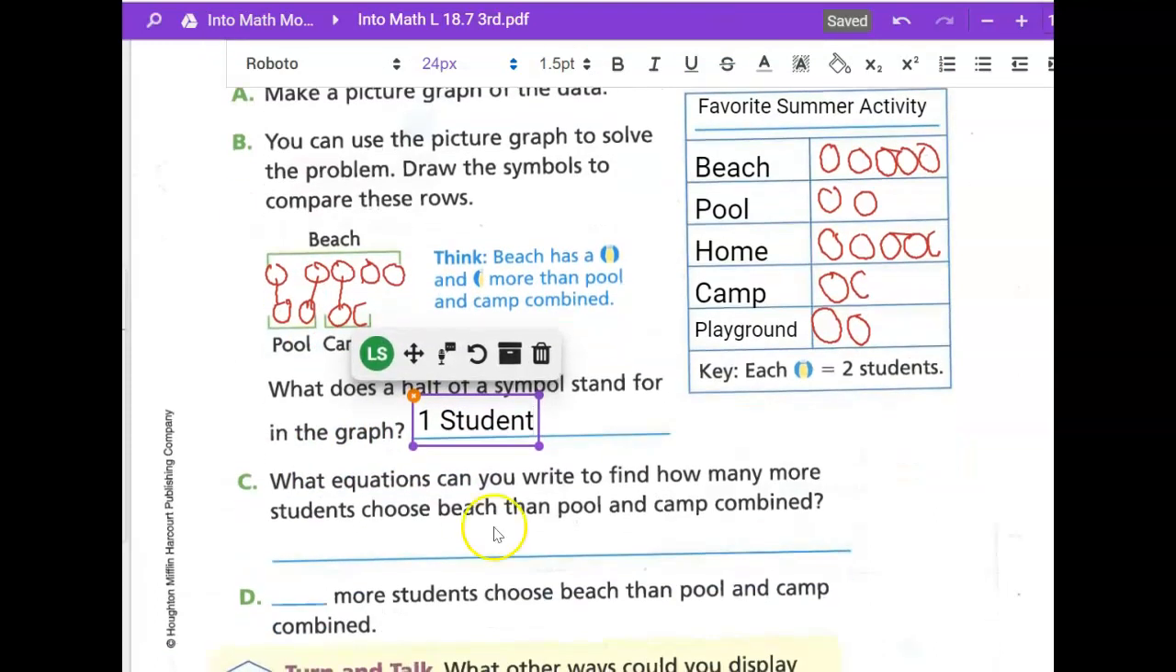What equation can you write to find how many more students chose beach than pool and camp combined? Well, what do we need to do first? Well, we're not going to work with our pictures. We're going to think with our numbers now.